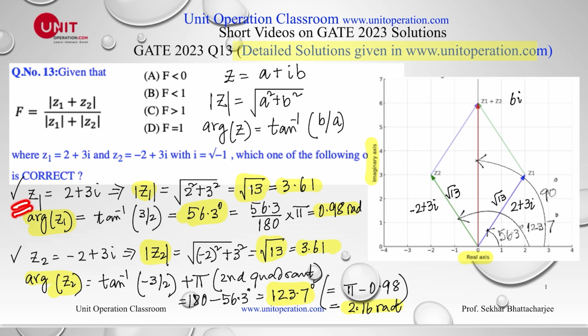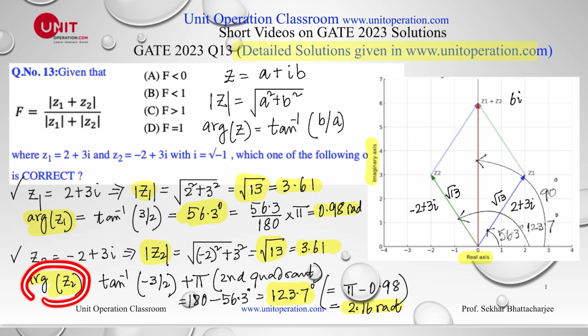So Z1, 2 plus 3i. This is the absolute value, square root of 13, which is 3.61. And the argument is tan inverse 3 over 2, 56.3 degrees, which is 0.98 radian. Same thing with Z2. The absolute value will remain the same.